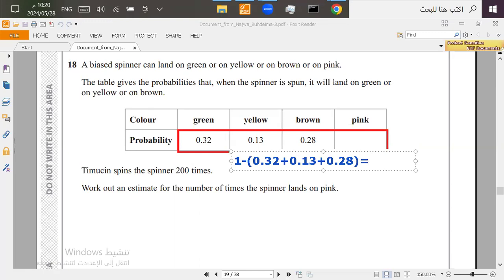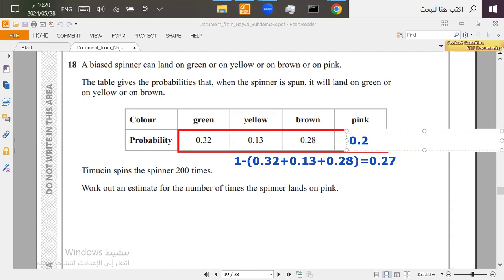So using the calculator, 1 minus bracket 0.32 plus 0.13 plus 0.28, close bracket, and it's going to be 0.27. So the probability of getting pink is 0.27. That's the first thing we do. And then we're going to use the probability of pink multiplied by the number of times, and we will get the times that we will get pink.